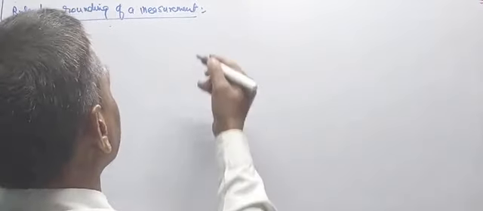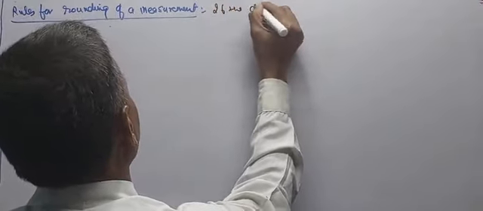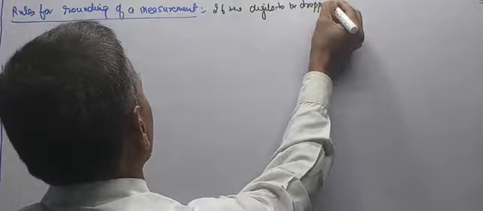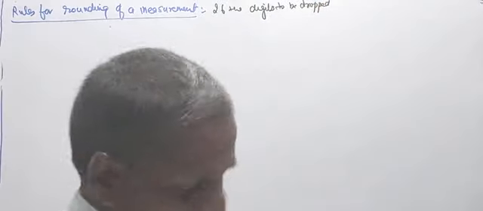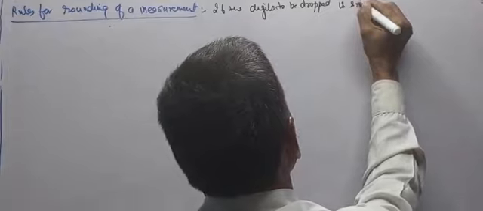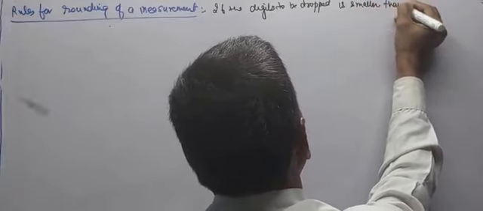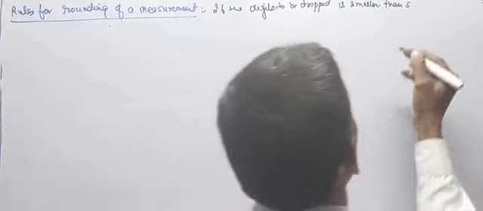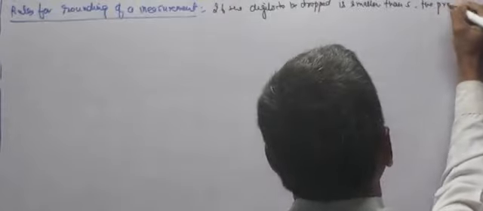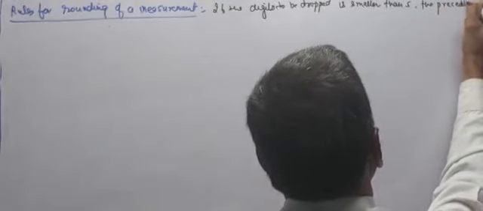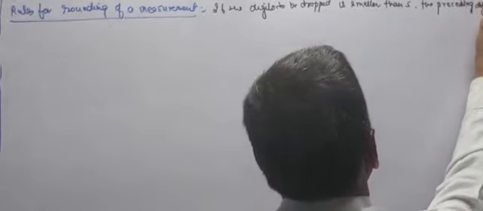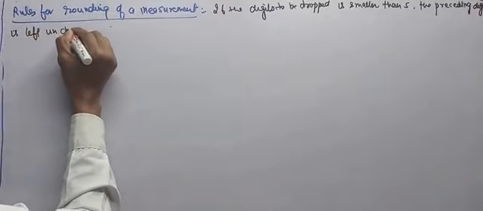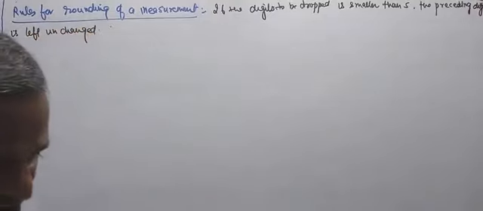If the digit to be dropped is smaller than 5, then the preceding digit is left unchanged.